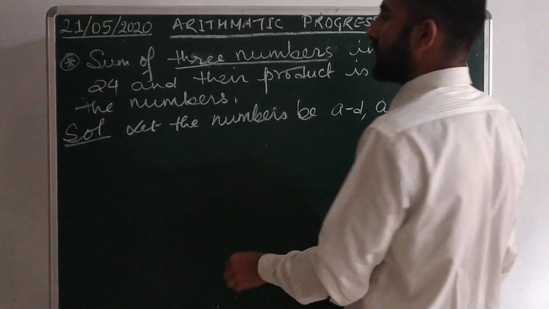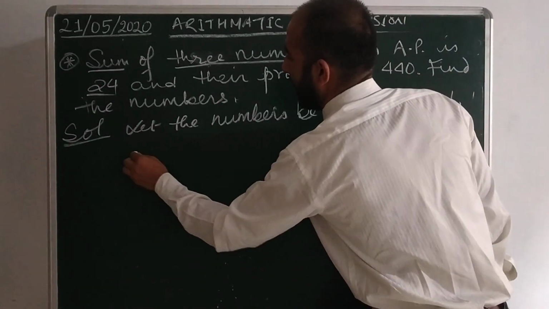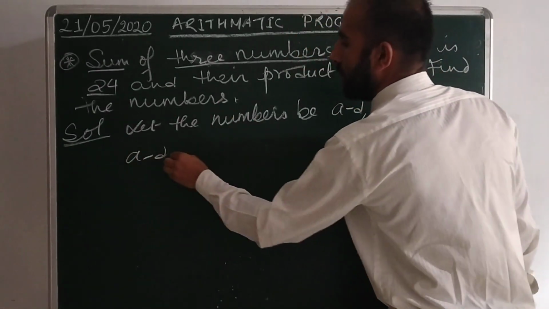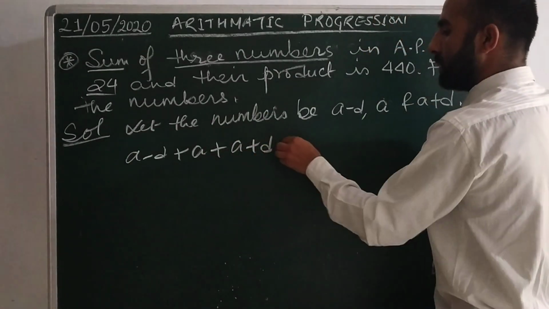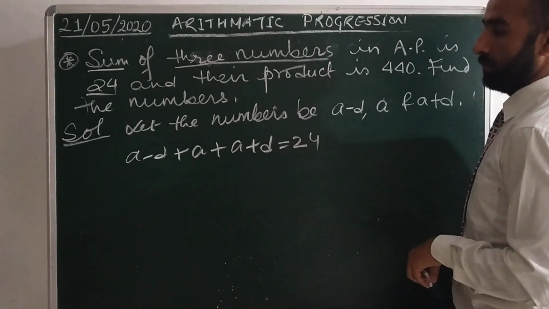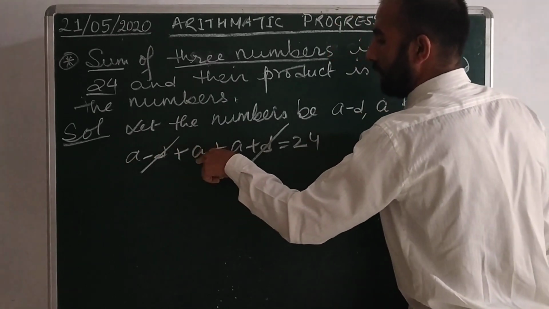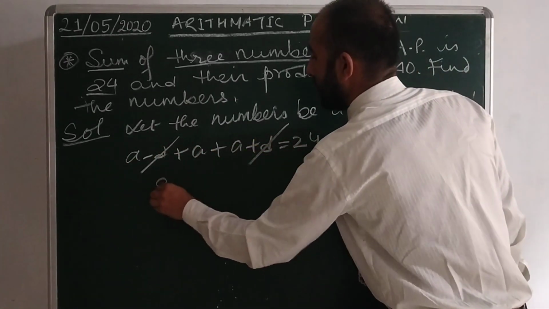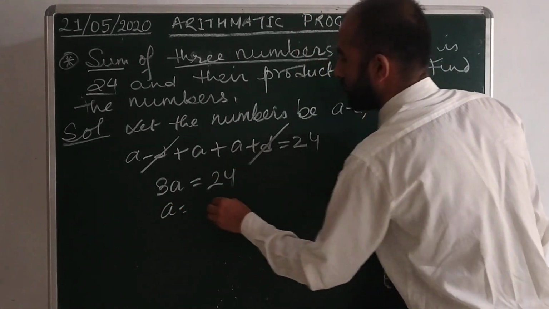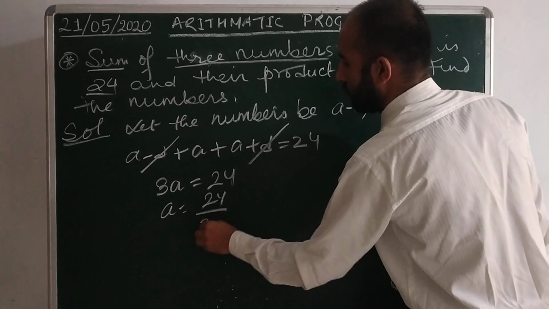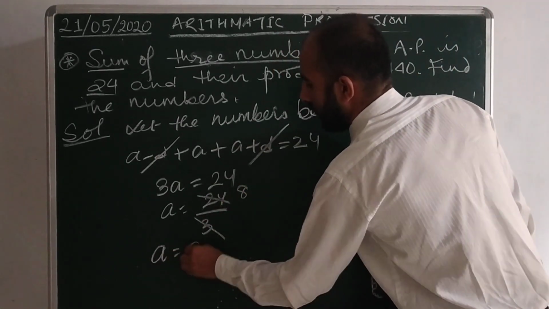So what is the first condition? The sum is given as 24. Let's write. Sum means plus. That means first number plus second number plus third number. The sum is given as 24. So minus D plus D cancel. A plus A plus A, that is 3A. 3A equals 24. That means A equals 24 by 3, that will give you 8. That means A equals 8.